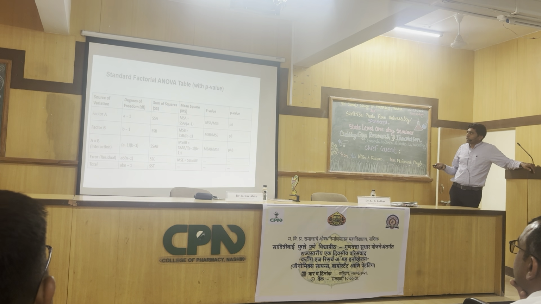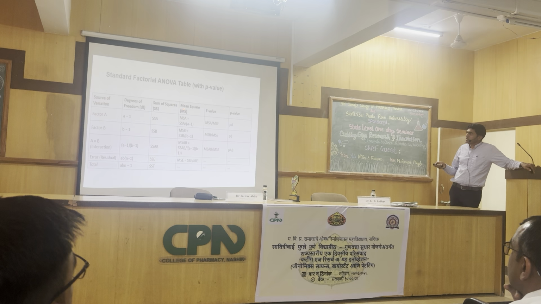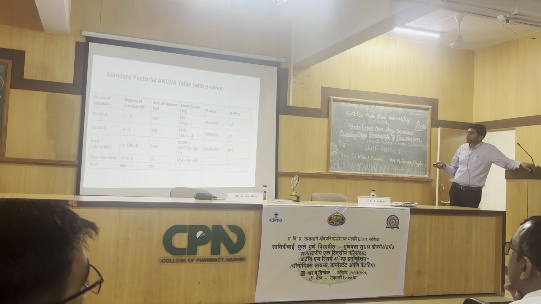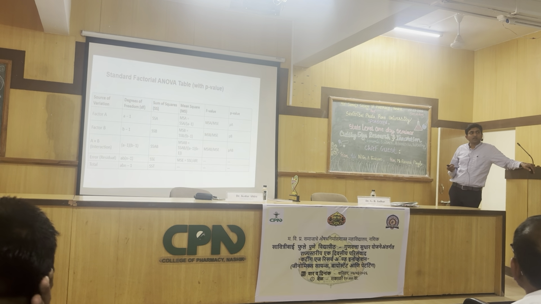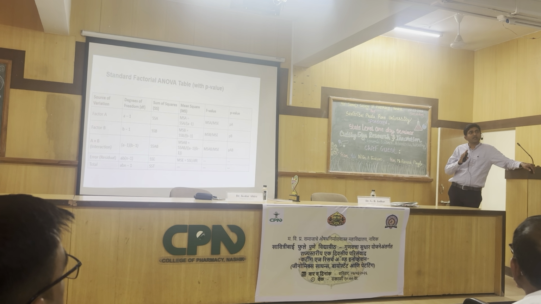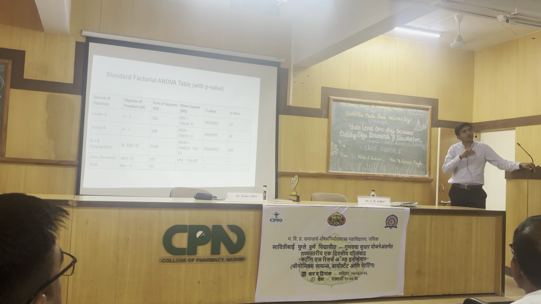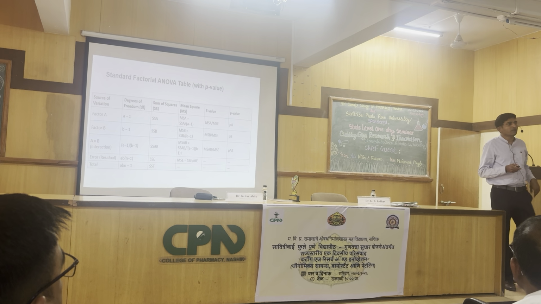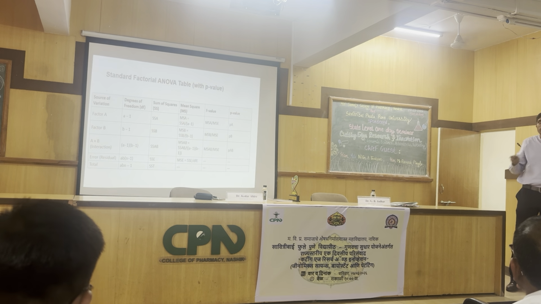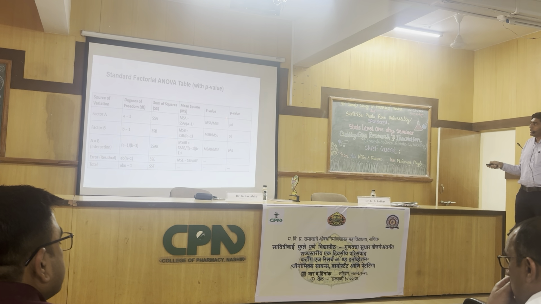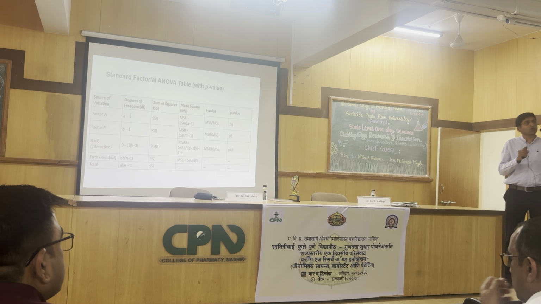Then we calculate the mean squares: when sums of squares are divided by degrees of freedom, we get mean squares. And then finally we get the F values. These are considered the calculated F values, and there are critical F values. If you see the F value table, we have degrees of freedom 1 and degrees of freedom 2, and then we find out whether the calculated value is greater than the critical value.